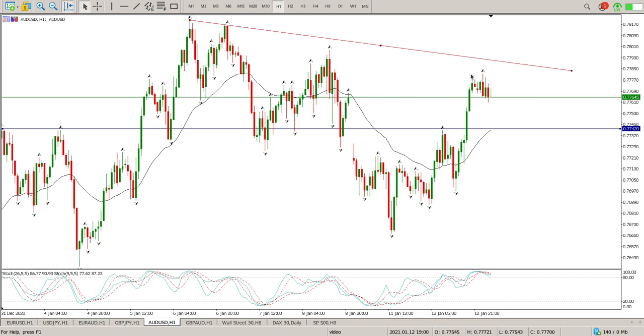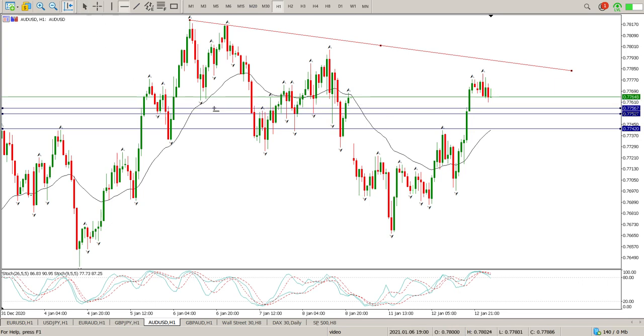So we've had a strong move up, a bit of consolidation. What would I be looking for? I'd be looking for some kind of a pullback onto structure. This area here seems to be the area of structure we need to pay attention to.